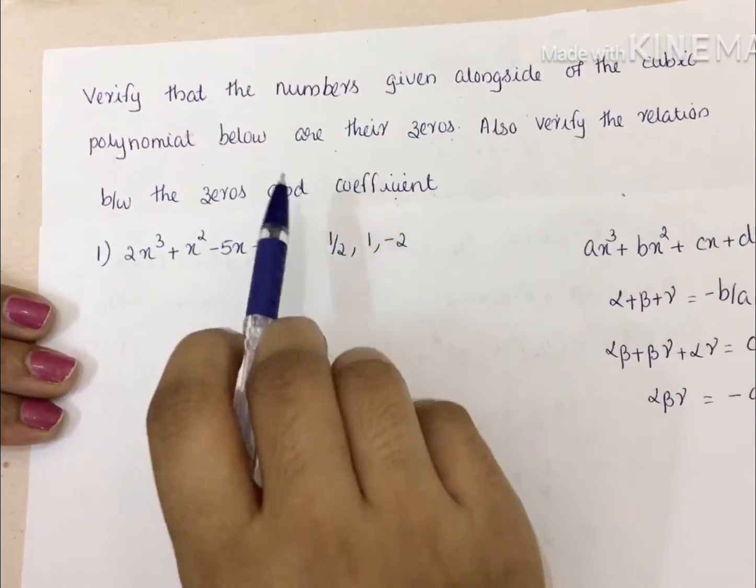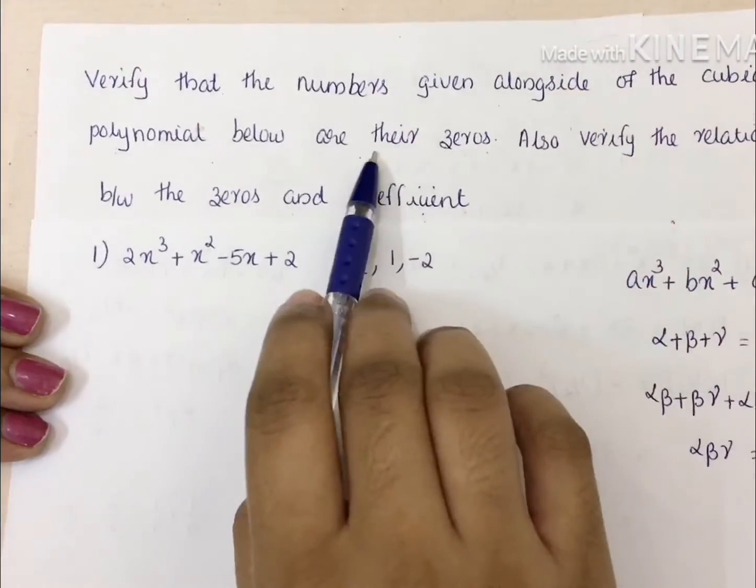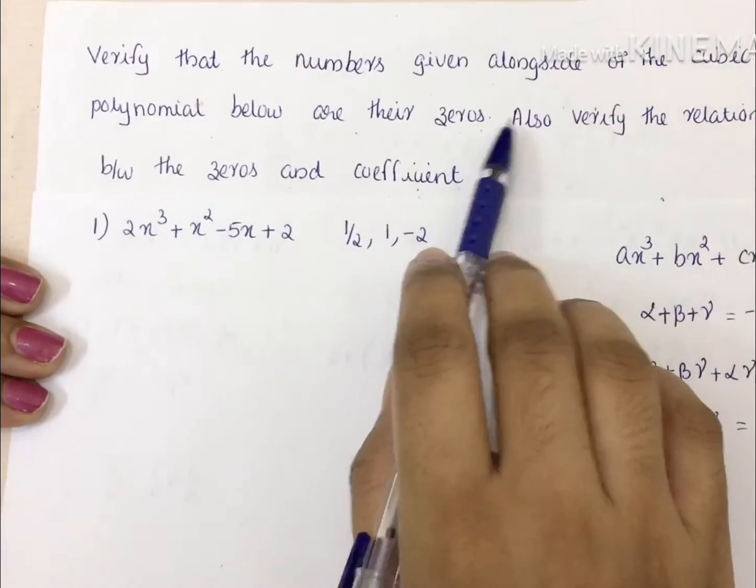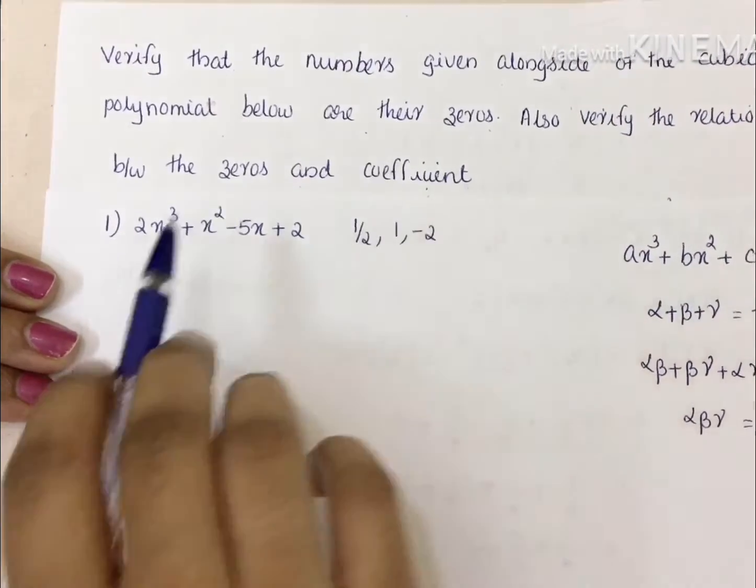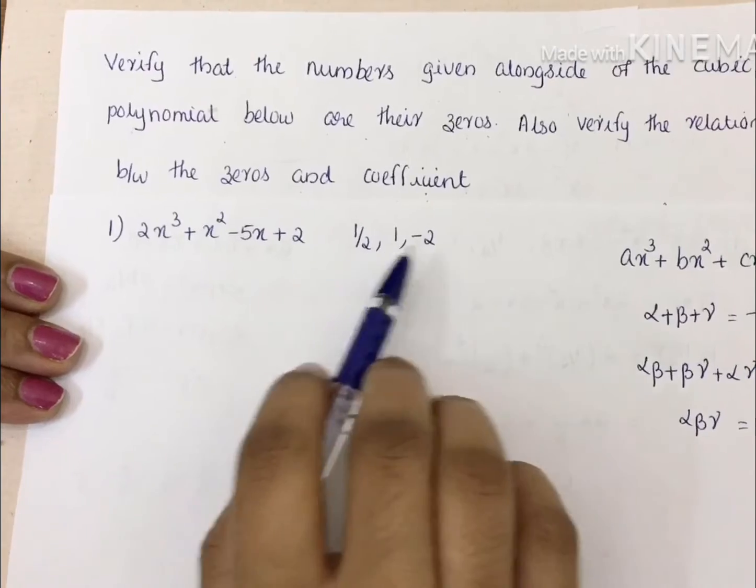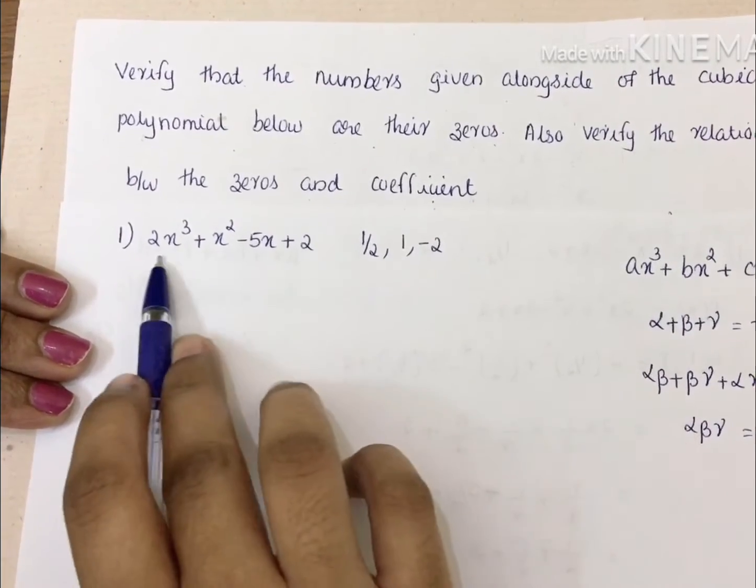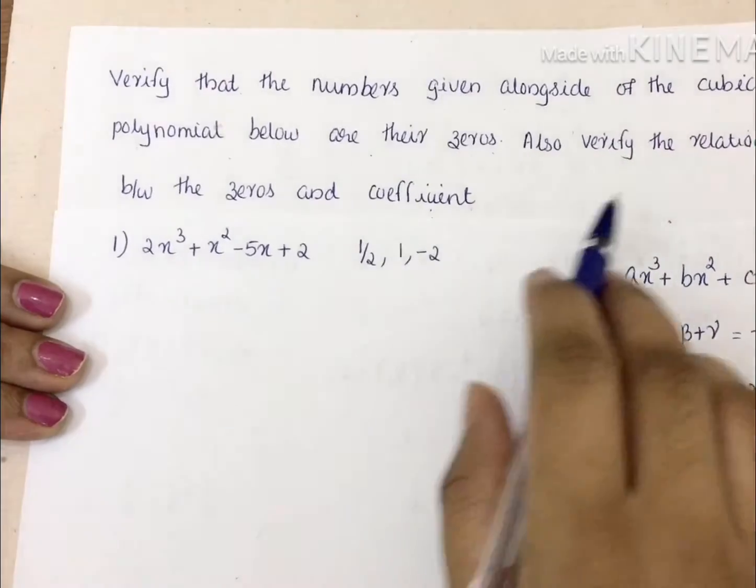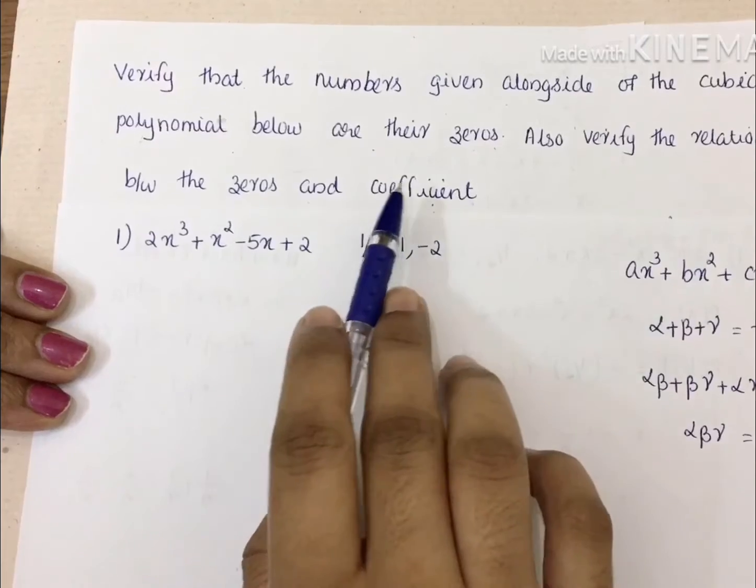Here is the question: verify that the numbers given alongside of the cubic polynomial below are their zeros. Also verify the relation between zeros and the coefficient. Here given a polynomial with some numbers, we have to show that these numbers are the zeros of this polynomial and also verify the relationship between these zeros and the coefficient.